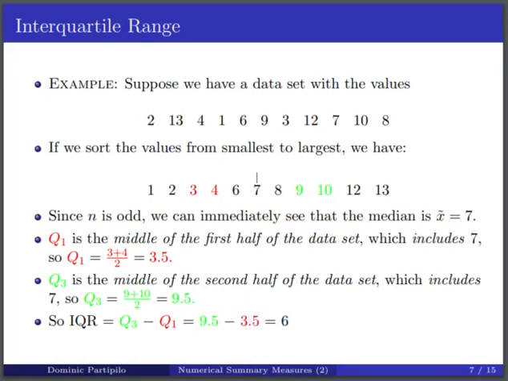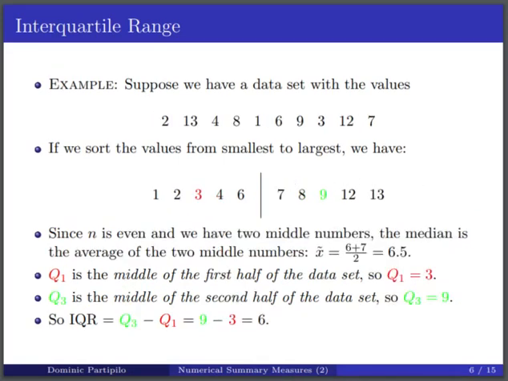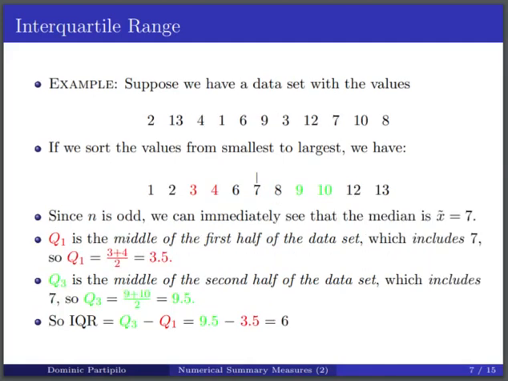The important thing to note here, since this is what trips up a lot of people, is that we were including 7 here because it was part of the data set. Whereas in the last example, we did not include the median. The median in that example was 6.5. We did not include the median in that example because it wasn't actually part of the data set. 6 was part of the data set, 7 was part of the data set, but the median itself was not. Whereas in this example, the median was actually one of the numbers in the data set. So we are going to include that in the first half and in the second half.